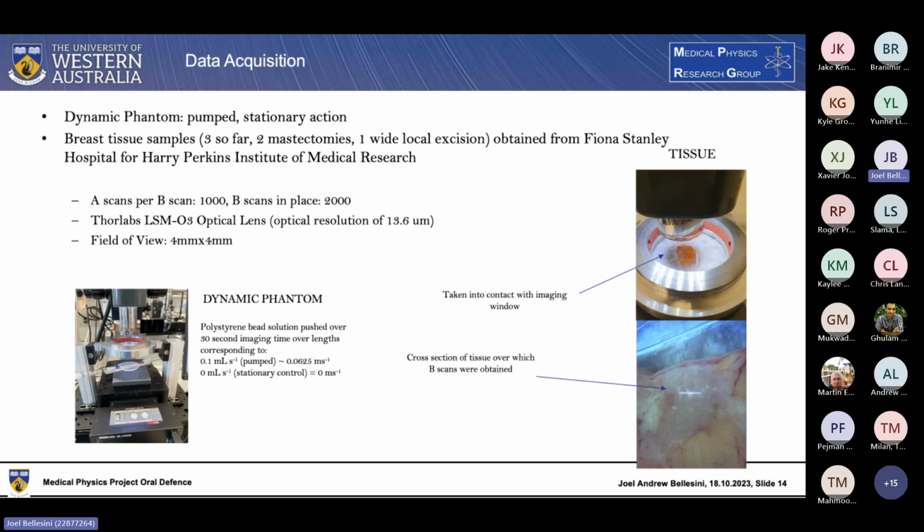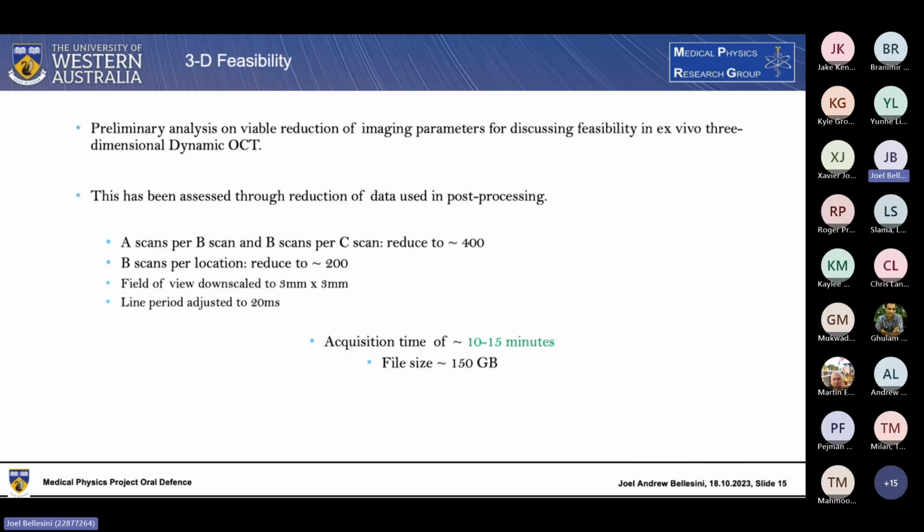All right, so for data acquisition, we pitched to start with a dynamic phantom, which has been done. We made a phantom that resembles a blood vessel with a pumped polystyrene bead solution. And we've also so far acquired 3 breast tissue samples, 2 mastectomies and 1 wide local excision, from Fiona Stanley Hospital. These acquisition parameters here are describing what we've done for the 2D case. 1,000 A-scans per B-scan, 2,000 B-scans in place, and we've used the Thorlabs LSM03 lens over a field of view of 4 by 4 millimeters.